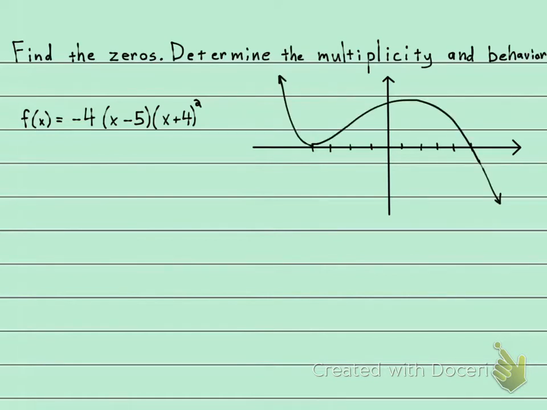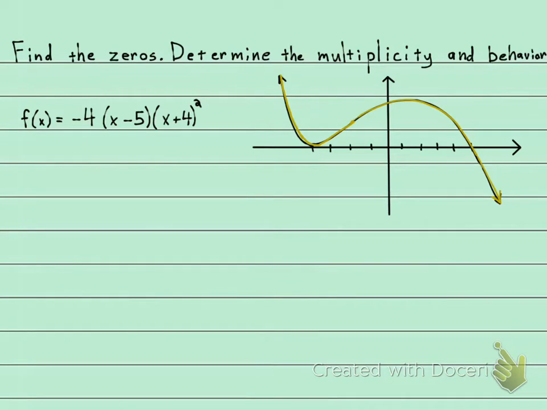Okay, so this is the basic shape of this graph. From left to right, it's going to start coming down. It's going to hit the x-axis right here and bounce off. Okay, they're going to say that it touches and then turns around. And then over here, it's going to cross straight through the x-axis.